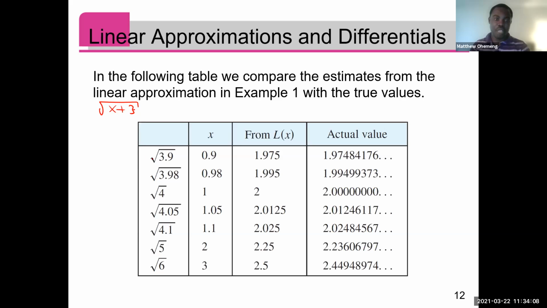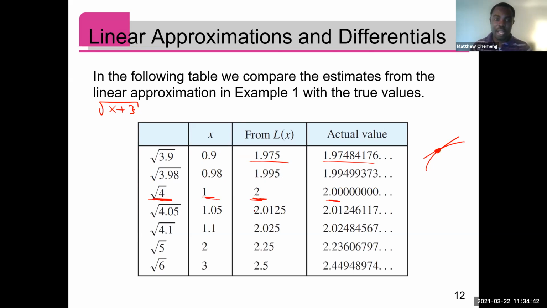So for the square root of 3.9, the x is what? 0.9, and the linearization is 1.975. You see the actual value is this, and this is very, very close. To 3 decimal places, they are the same. But these are still overestimates. The same with this. Now, one important thing to note here is that at the point of tangency, they are the same. The linearization is 2, the actual value is 2, because at the point of tangency, they touch. So they will give you the same values.